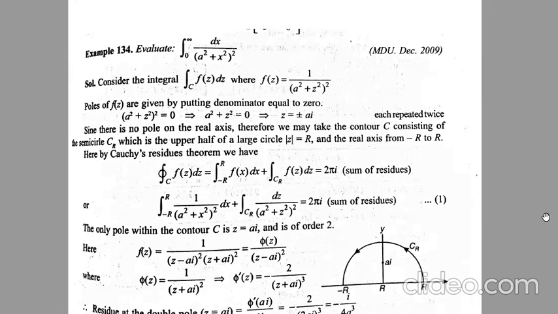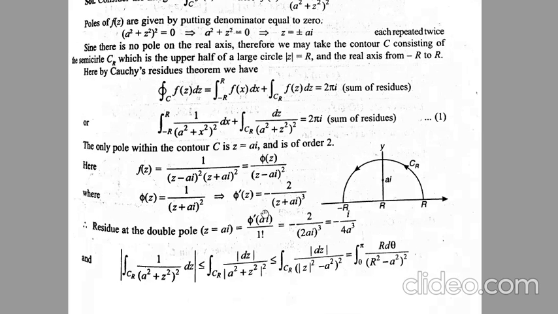Now there is another question, and it came in MDU December 2009. The integral from 0 to infinity of dx upon (a square plus x square) whole square. So we will solve this question same as the above questions. You are getting z is equal to plus minus ai as poles, and the pole lying inside the circle is only the positive one.